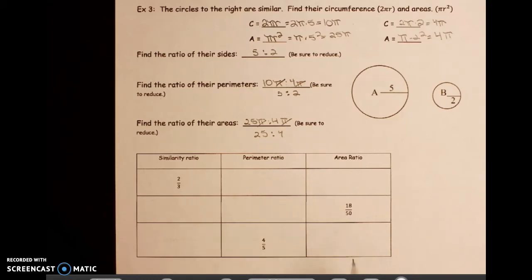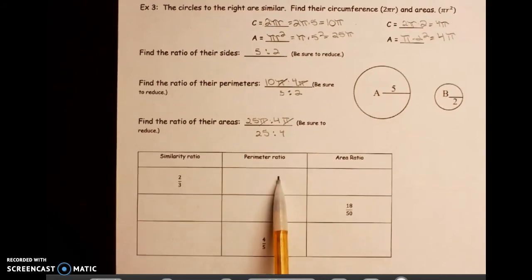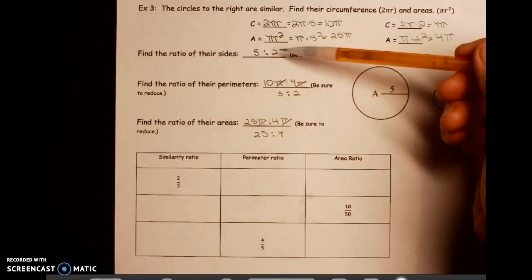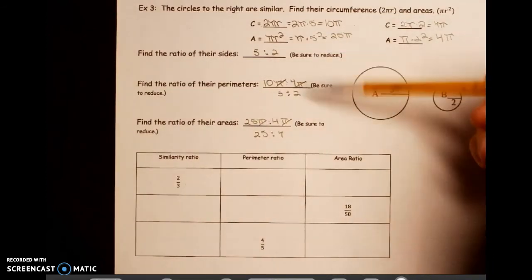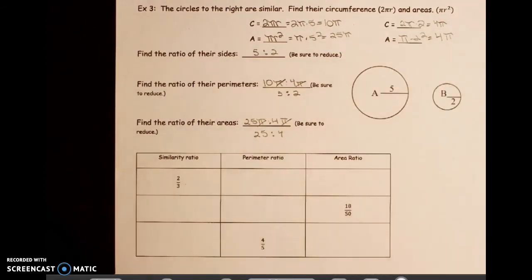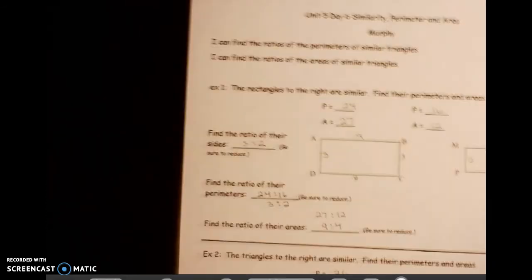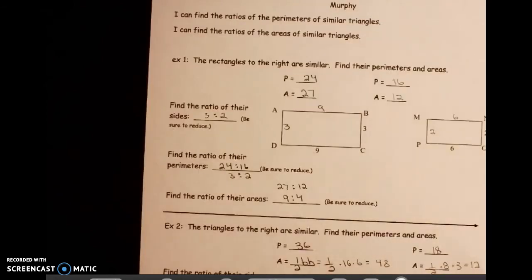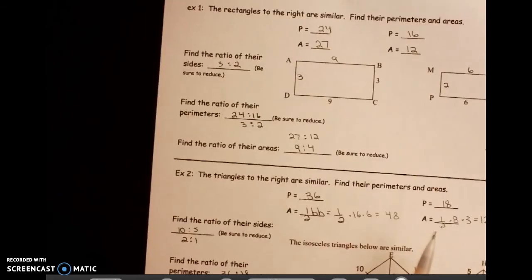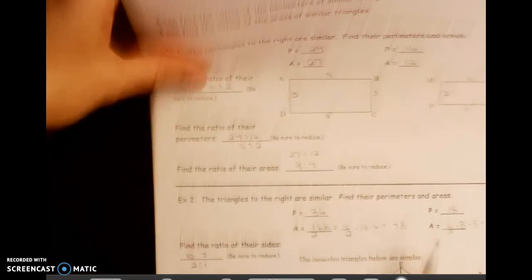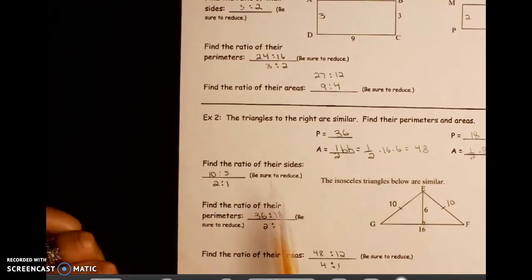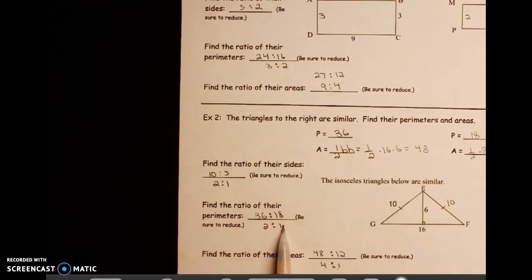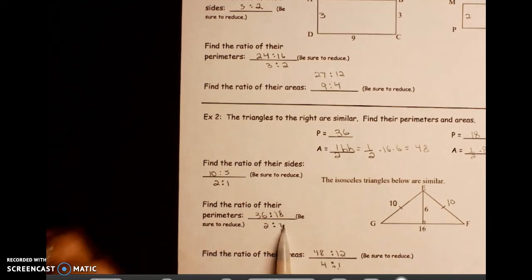Let's take a look at a few examples here, and then we're going to try and write it in general terms. If I look at the similarity ratio, the first thing they want is the perimeter ratio. We'll notice in this first example it was 5 to 2 here, it was 5 to 2 here. Let's look on the front side. I had a 3 to 2 here, a 3 to 2 here. Look down at the next one. Again, it was 2 to 1 and 2 to 1. So notice the ratio of their sides is equivalent to the ratio of their perimeters.